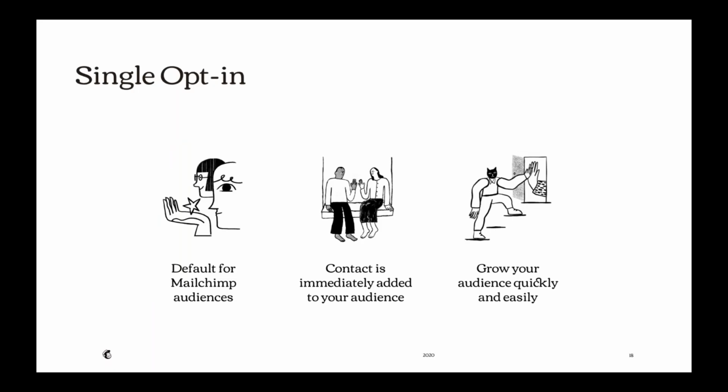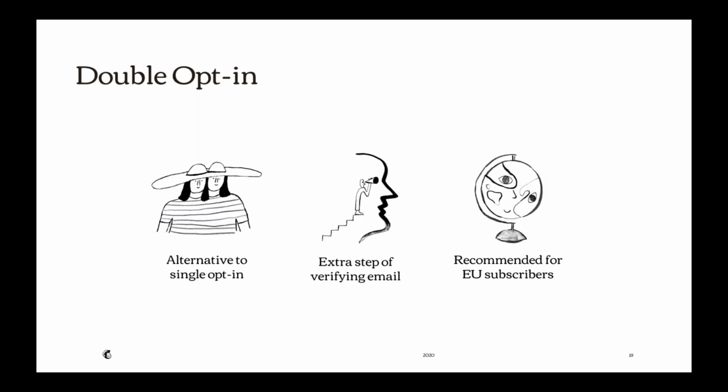Let's talk about opt-in a little bit more. Mailchimp audiences are single opt-in by default. That means that each time someone fills out and submits your sign-up form, we'll add them to your Mailchimp audience right away. This makes it easy for people to join your audience, which can be helpful if you're capturing customers on the go.